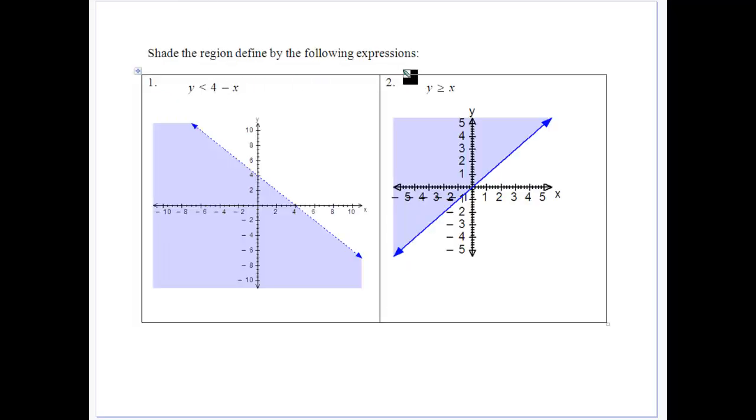So let's have a look at some other ones. y is less than or equal to 4 minus x. Again, graph up y is equal to 4 minus x. It looks like that line there. And then sub in 0.